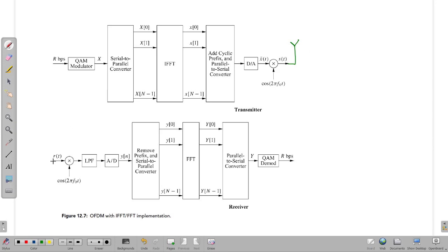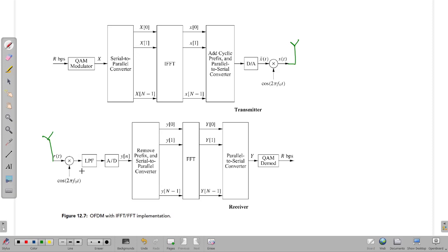At the receiver, again there is a receiver antenna. In this figure OFDM is a single input, single output technique, but it can also be extended to a multiple input, multiple output technique. Signal r of t is the received signal. This bandpass OFDM is translated back to baseband OFDM by multiplying with cos 2 pi f naught t.